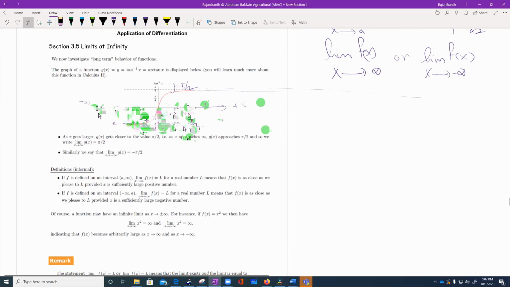Okay, what does that mean? That means when x goes to either positive or negative infinity, the function has one good number, right? A good number, pi over 2 or negative pi over 2. These are the kind of things we are going to discuss here.